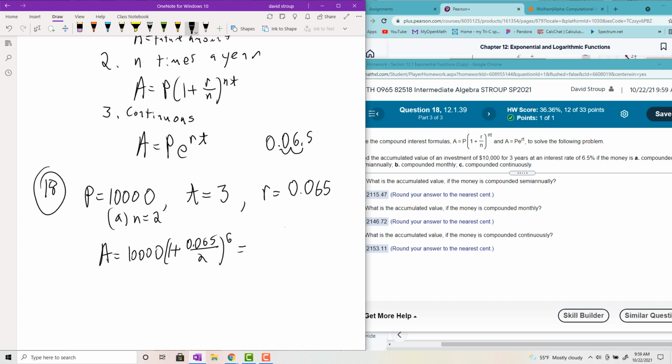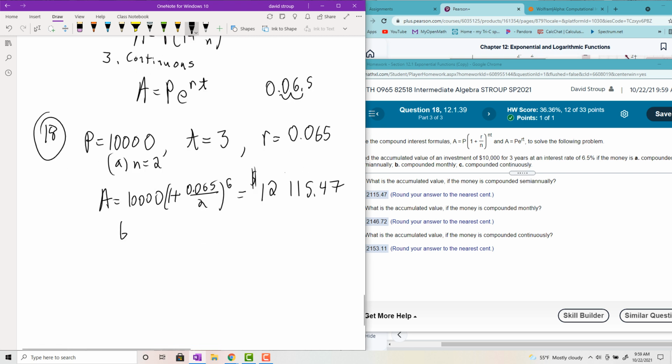Then you need to plug that into your calculator. You're going to need some parentheses action. So I put 10,000 times parentheses 1 plus 0.065 divided by 2, end parentheses, then caret, then 6. Push enter, and the accumulated value looks like $12,115.47. Okay.